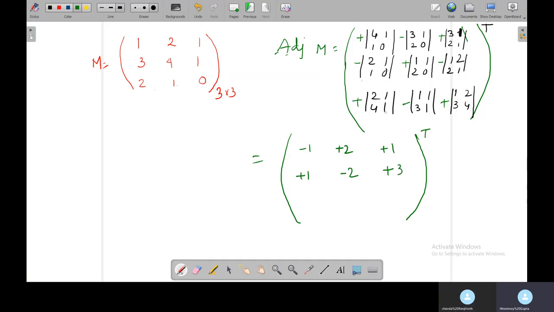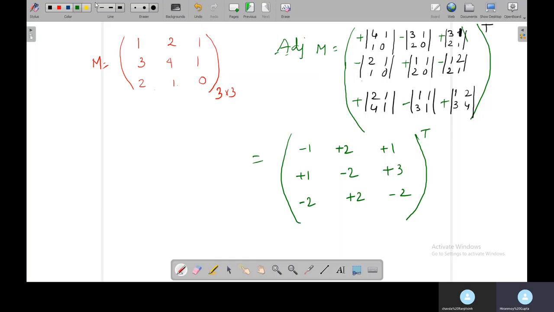Okay, 2 times 1 is 2, 4 times 1 is 4. So 2 minus 4 is negative 2. Negative was present, so plus 2. 1 times 4 is 4, 4 minus 6 is minus 2, and with the negative present, it is negative 2.